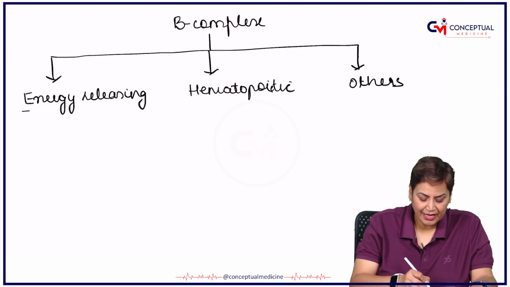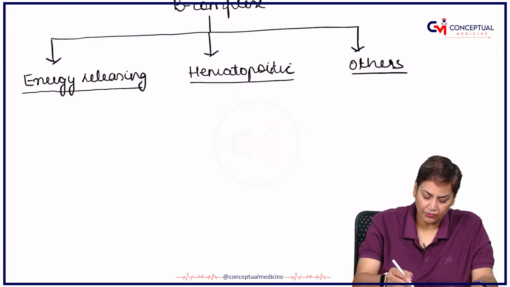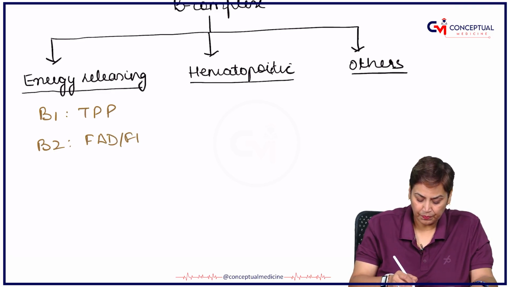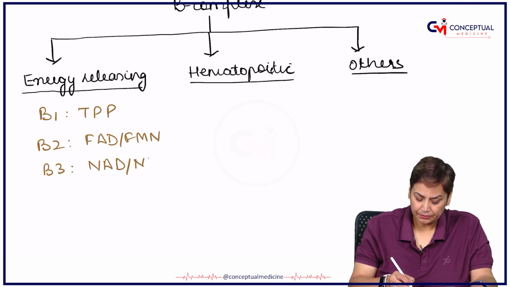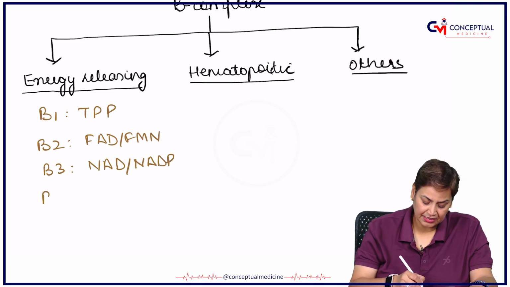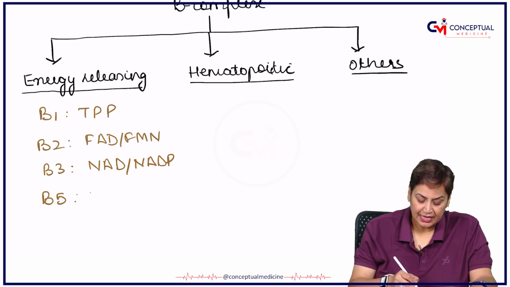Now, if we talk about energy releasing vitamins, they comprise B1, whose active form is TPP, B2, whose active form is FAD or FMN, and B3, which is niacin, whose active form is NAD or NADP. Now along with B1, B2, B3 there is one more, and this is rare, which is vitamin B5. And vitamin B5 is actually pantothenic acid.